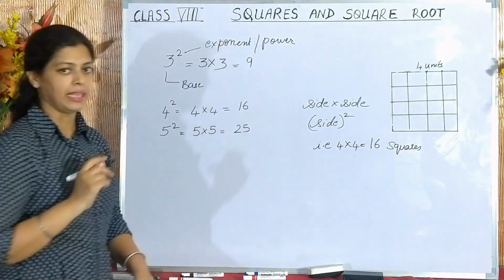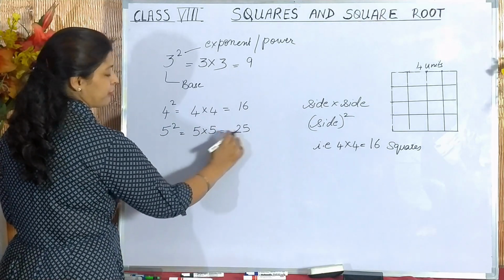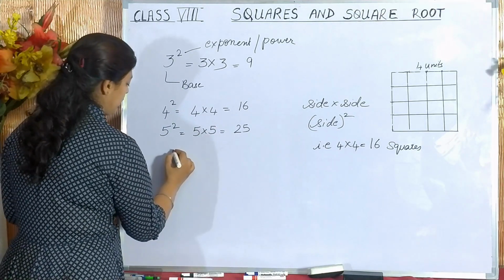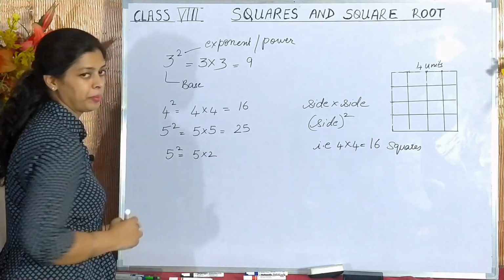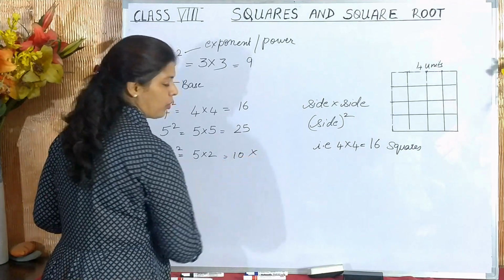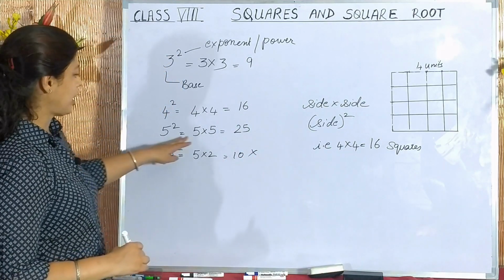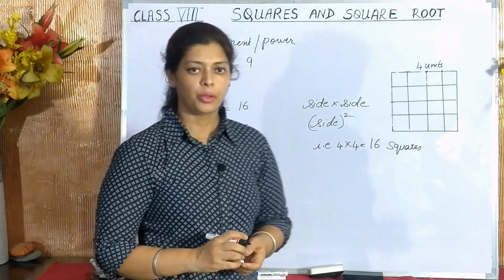Now one common mistake which students make is, if I have 5 square, that is 5 into 5, 25. But what they do is for 5 square, they do 5 into 2, that is they multiply the base with the exponent, which gives 10, which is a wrong answer. So 5 square means 5 multiplied by 5 2 times, which gives me 25.